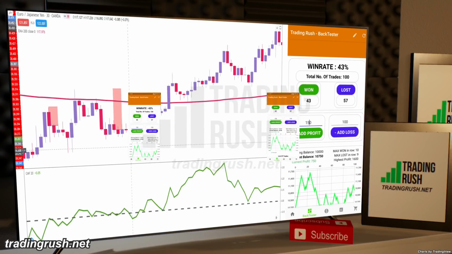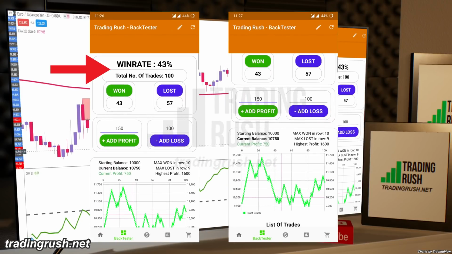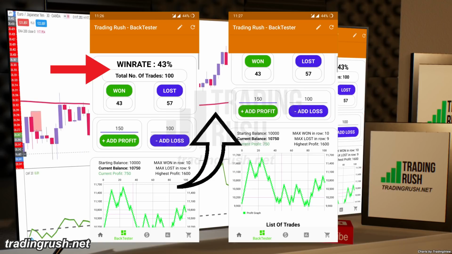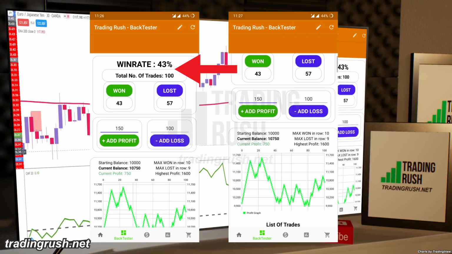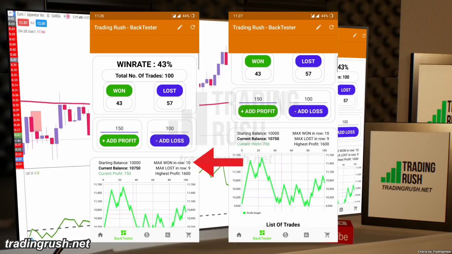So after testing the Chaikin Money trading strategy 100 times, I found out that the win rate of the Chaikin Money Flow strategy is not that good, but has a lot of room for improvement. I got a win rate of approximately 43% with a 1.5 to 1 reward risk ratio, and in the Trading Rush app, you can see that it made a profit, but the profit graph doesn't look that good. In other words, the profits don't look that consistent when compared with other trading strategies we have tested on this channel. It gave 10 winning trades in a row, but then lost 9 trades in a row.